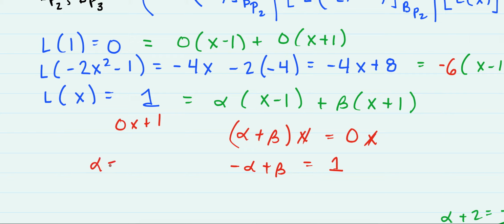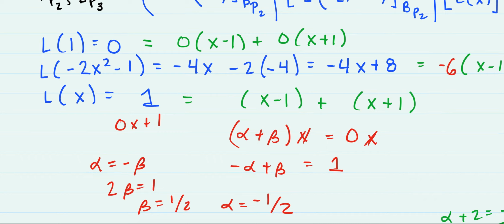So alpha is negative beta. So then 2 beta is 1, beta is 1/2, and alpha is negative 1/2. All right, we've figured out what alpha and beta are. So this is 1/2, this is negative 1/2. You can see that the x's cancel. And then I get a plus 1/2 and a plus 1/2. Add those together, you get 1. Great.